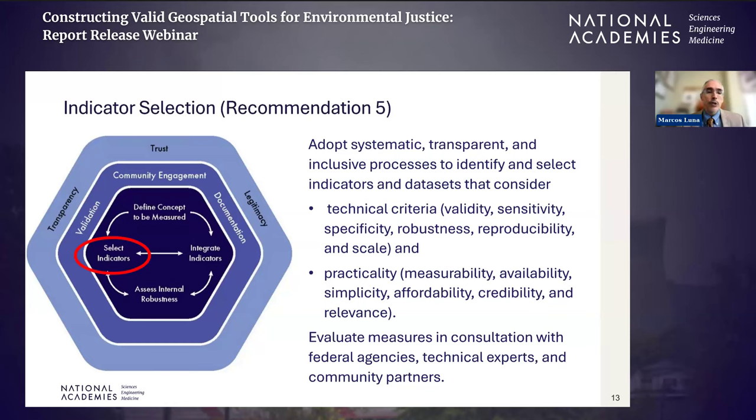There are many possible choices, both for indicators and the data sets used to operationalize the indicator. Indicator selection and the data sets used to operationalize those indicators should be based on a systematic, transparent, and inclusive process that considers both technical criteria and practicality.